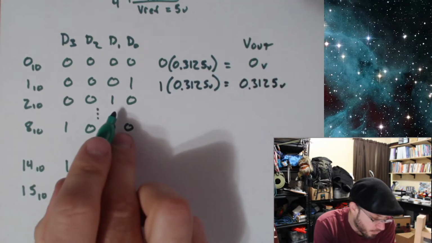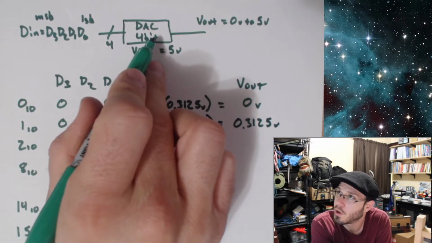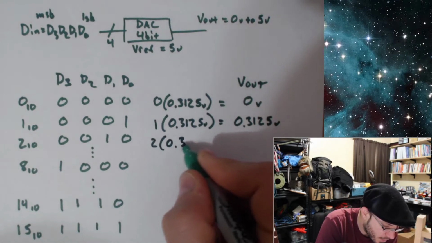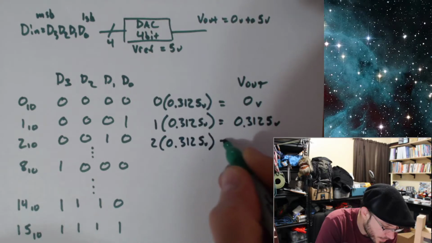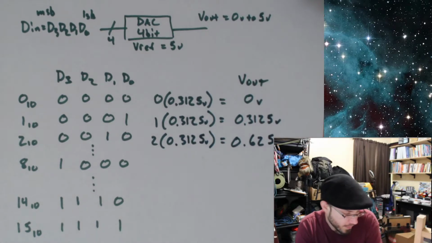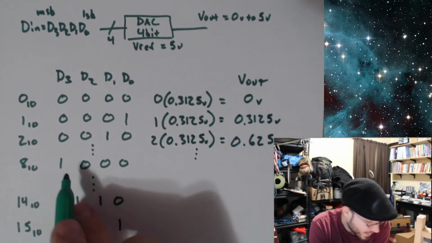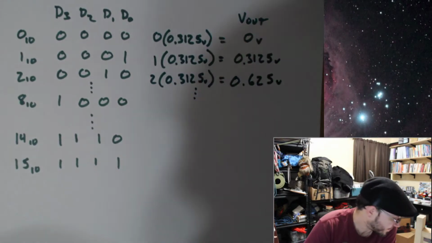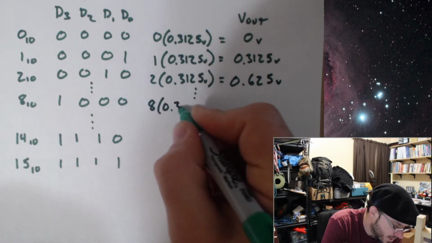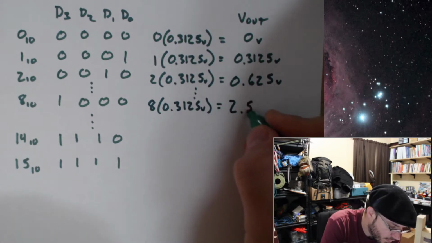Same thing goes for if we place the value 2 on our digital inputs to the digital to analog converter. What is V out going to be equal to? Well, it's going to be 2 times our step size, 0.3125 volts. And that's going to be equal to 0.625 volts. Now, of course, all values in between are possible, but I did pick 8 because it's right there at the nice halfway mark. If we give it a digital value of 8 on its input, it's going to be 8 times the step size of 0.3125 volts, and that's going to be equal to 2.5 volts.